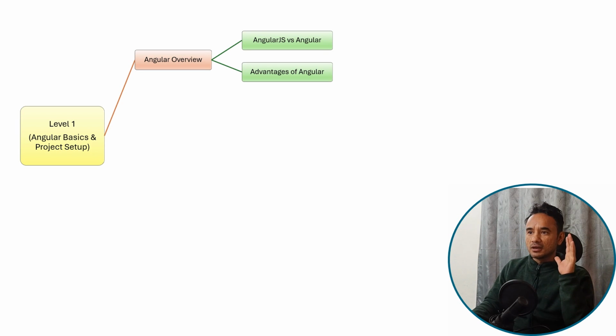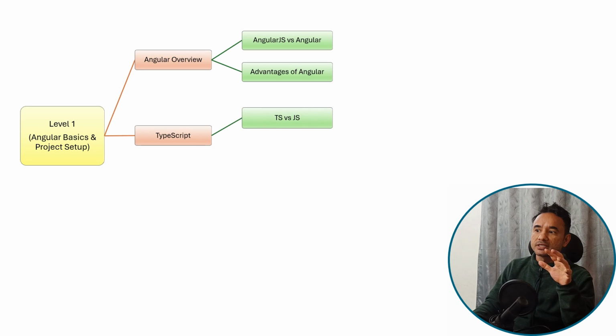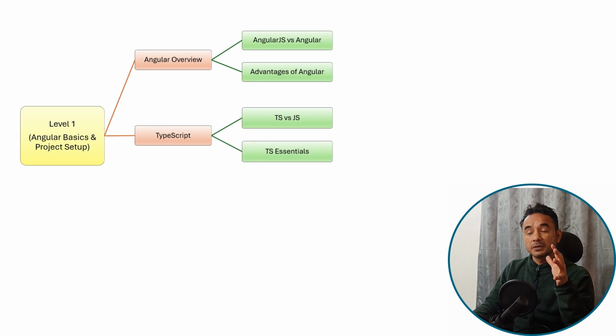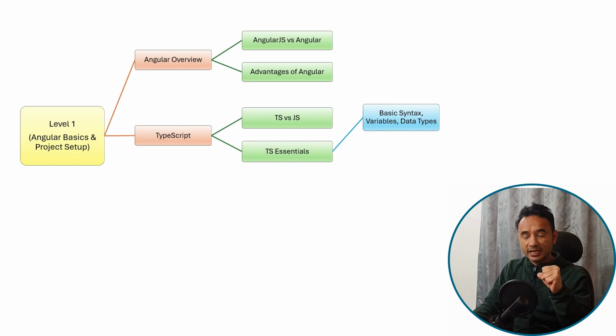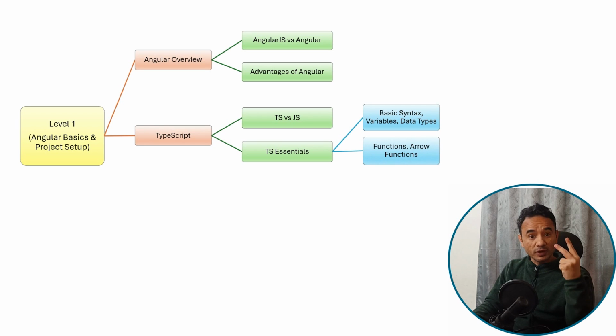Okay. After this, explore the TypeScript basics. Basics first. Basics in the beginning. TypeScript basics, like what is the difference between TypeScript and JavaScript? TypeScript is a superset of JavaScript. Okay, so understand the differences. Then understand the TypeScript essentials, like the basic syntax, the variables, the data types. Then second, functions and arrow functions, very important.